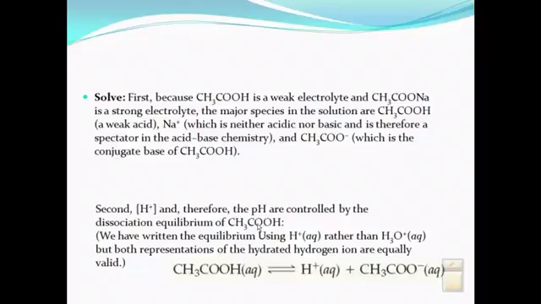Second, H+, and therefore your pH, are controlled by the dissociation equilibrium of your acetic acid. It says we have written the equilibrium using H+ rather than H3O+, but both representations of the hydrated hydrogen ion are equally valid. They just did that in the book, so I wanted to make a note here too. So H+ concentration, and therefore your pH, is controlled by the dissociation equilibrium of your CH3COOH. Okay, so here's your ice table.